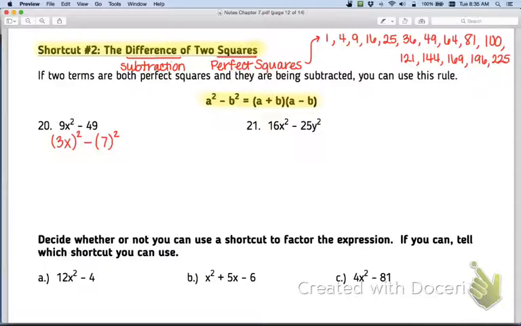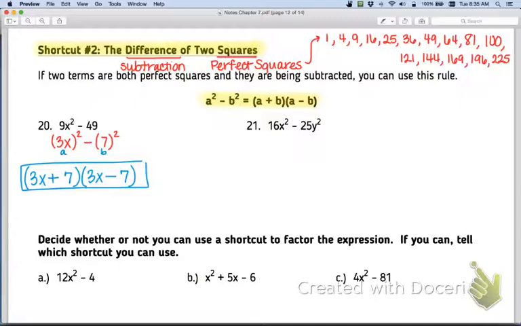So we look at this, 3x is our A, 7 is our B. We're going to use those two things, 3x and 7, in both factors. But what we do is one gets a plus and one gets a minus. And so there are our two factors. That's all there is to it. So go ahead and look at number 21. See if you can think about what it is that we're squaring to get each of these.